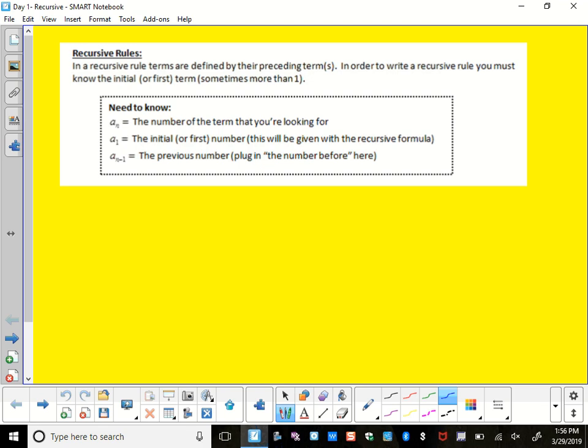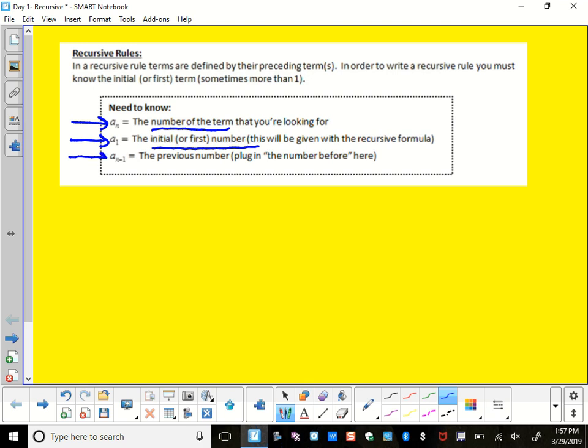Today we're doing arithmetic and our rule is a recursive rule. Let me explain this to you. This here says a sub n. That word sub just comes from subscript. A sub n means the number of the term that you're looking for. You don't have to write this down. A sub 1 would be the first number. Basically, whatever term I'm on is going to be there.